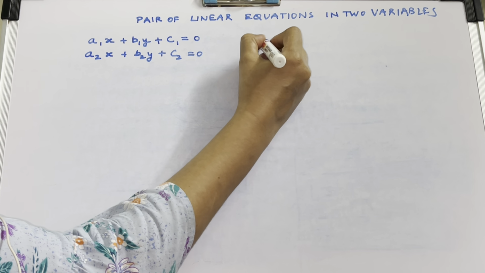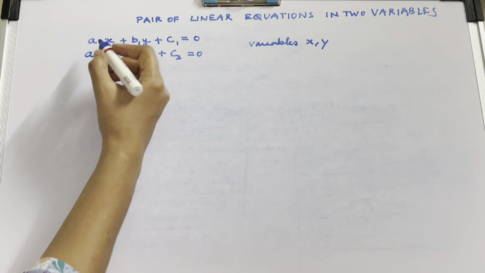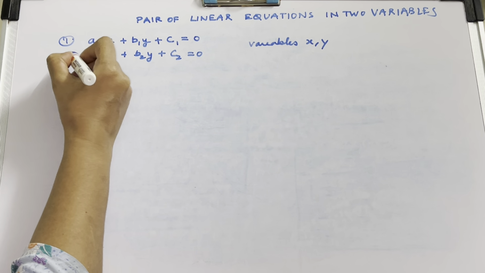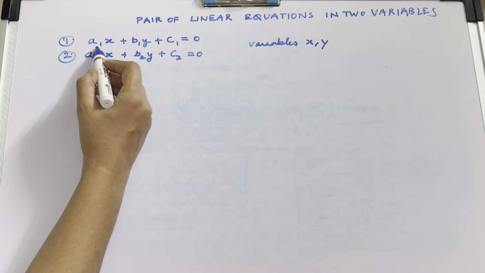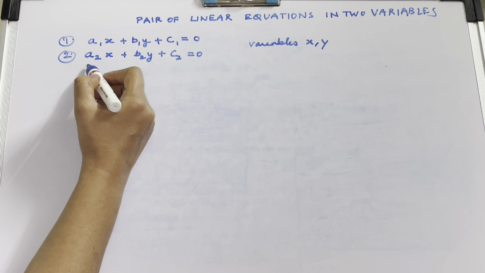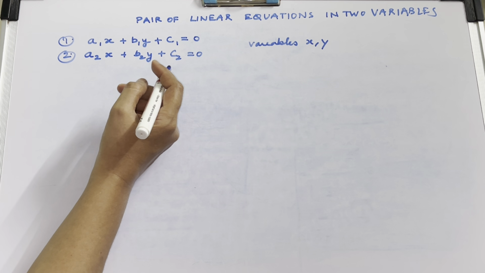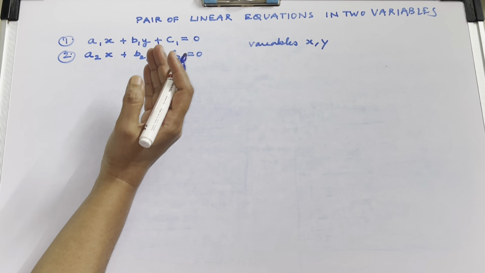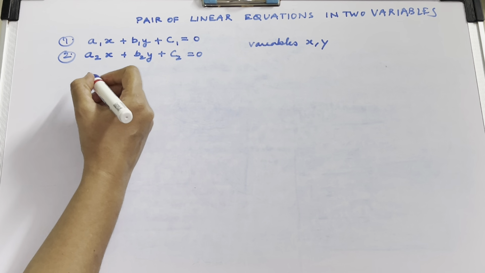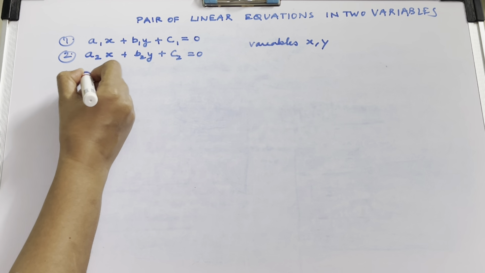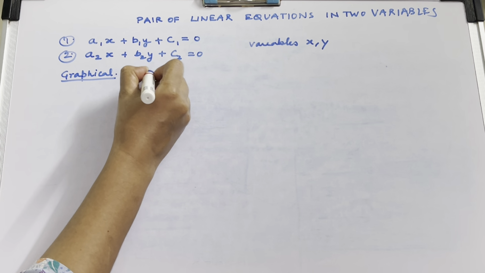Here the two variables are x and y. These are the two equations, this is the first equation and this is the second equation, and the coefficients in the first equation are a1, b1 and c1, second equation a2, b2 and c2. In this chapter we will be learning different methods of solving a pair of linear equations in two variables. The first method which we will learn is the graphical method.